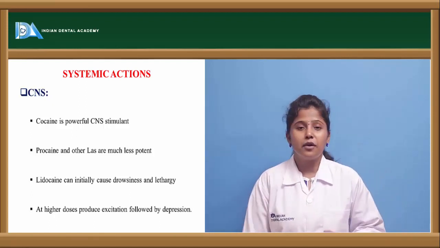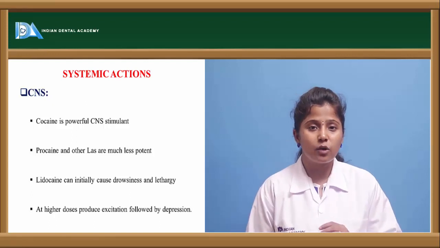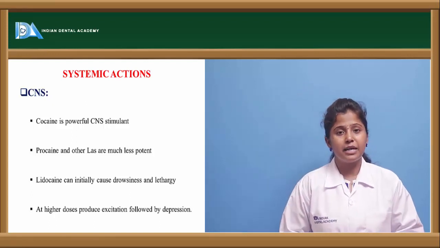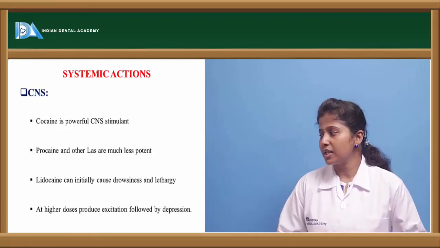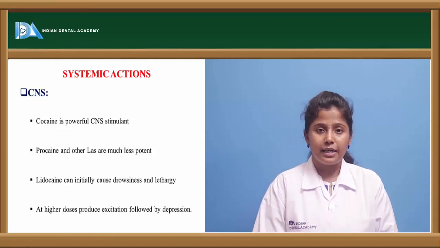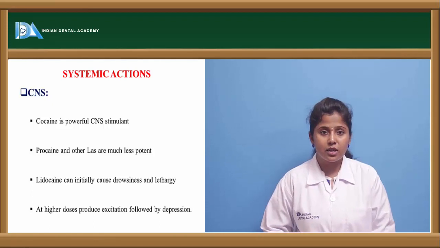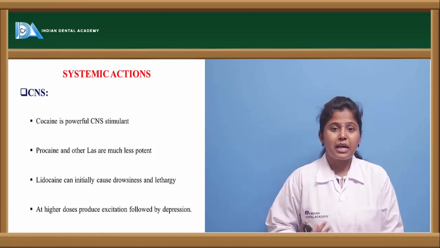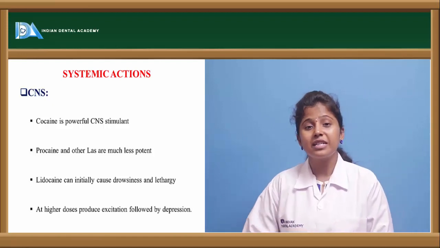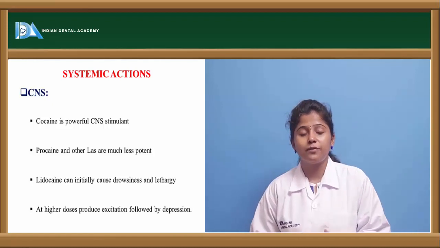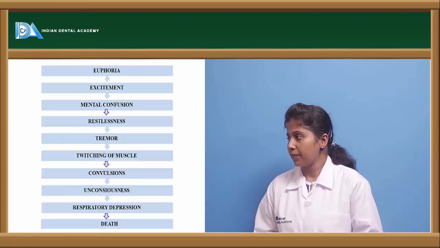And lidocaine, if we administer lidocaine to a person, initially it causes little drowsiness, and it may cause allergic reactions. At higher doses, it produces excitation followed by depression. So if we give lidocaine in the normal proportion, it causes drowsiness and it may cause lethargy. And if we give it in higher doses, then it may cause excitation, which is quite opposite, an antagonistic effect compared to its normal effect.